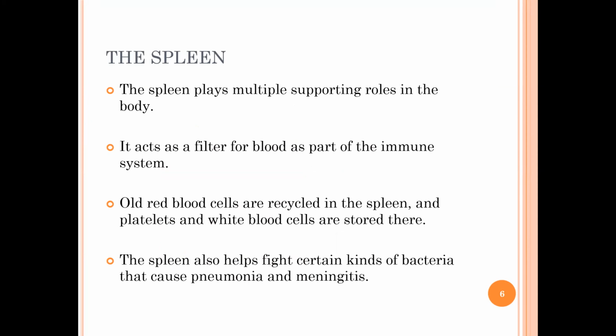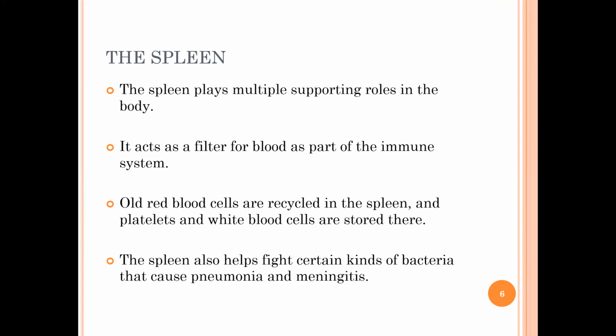Okay, so the spleen plays a lot of roles in the body. It's a relatively small organ, but it has very important functions. One, it acts as a filter for blood as part of the immune system. In acting as a filter, if there's any damage to your red blood cells, they go to the spleen, and the spleen takes the damaged parts out and gives you new red blood cells.